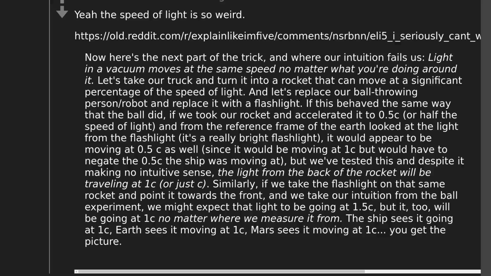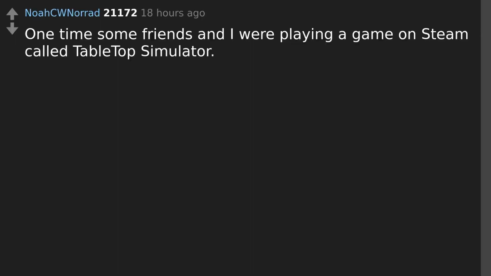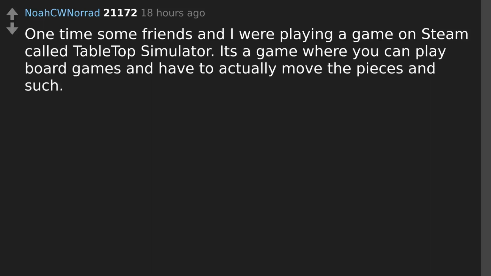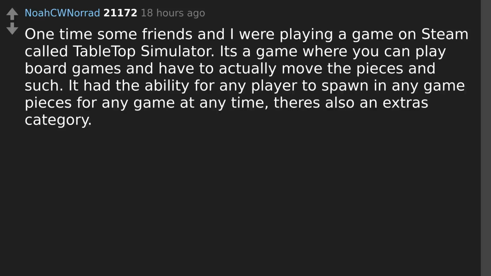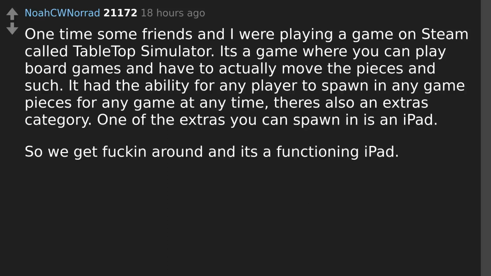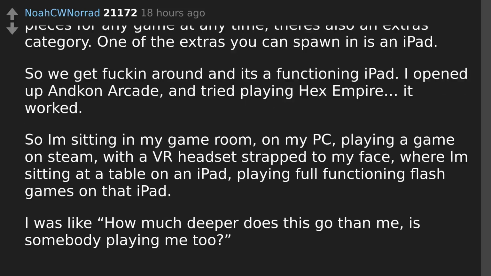You get the picture. One time some friends and I were playing a game on Steam called Tabletop Simulator. It's a game where you can play board games and have to actually move the pieces. It had the ability for any player to spawn in any game pieces for any game at any time. There's also an extras category. One of the extras you can spawn in is an iPad. So we're messing around, and it's a functioning iPad. I opened up Armor Games and tried playing Hex Empire.